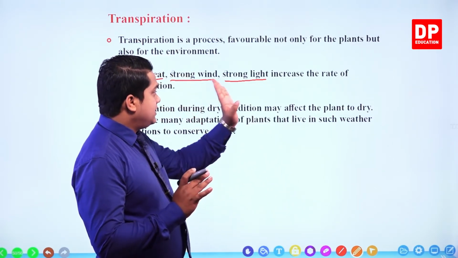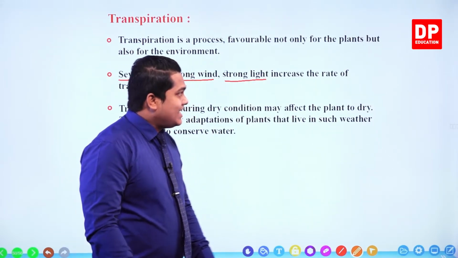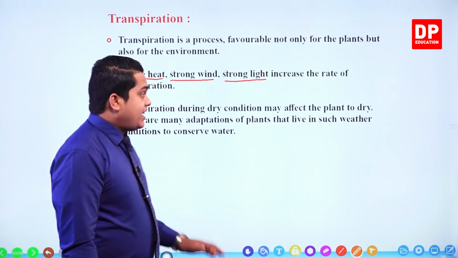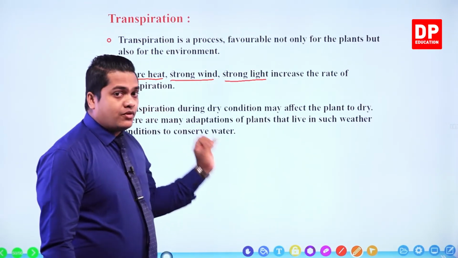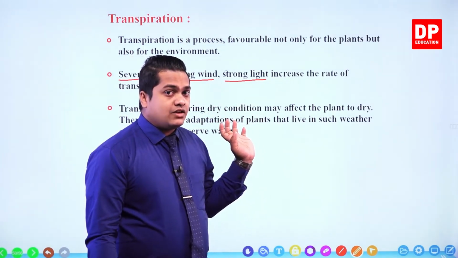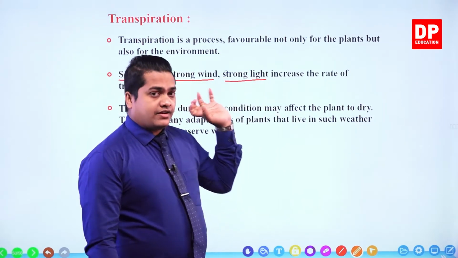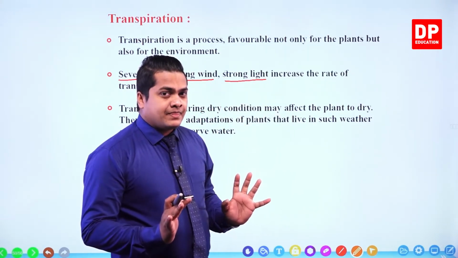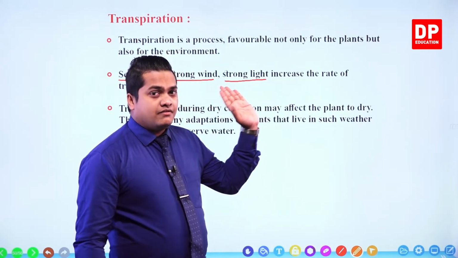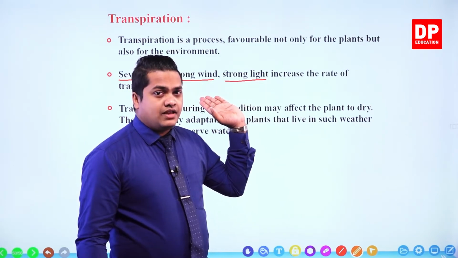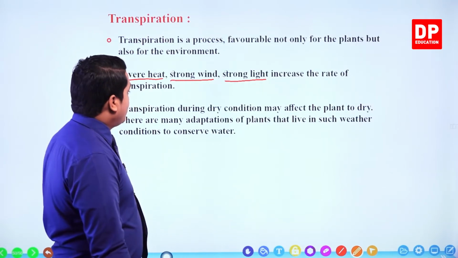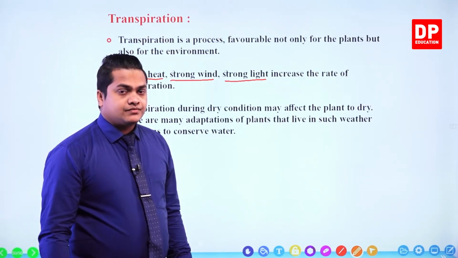These factors are going to increase the rate of transpiration, right? So upon having a high temperature, high windy conditions, and a high intensity of light, these factors are going to increase the rate of transpiration. Transpiration rate is very high when these factors are plentiful. So severe heat, strong wind, and strong light increase the rate of transpiration, right?